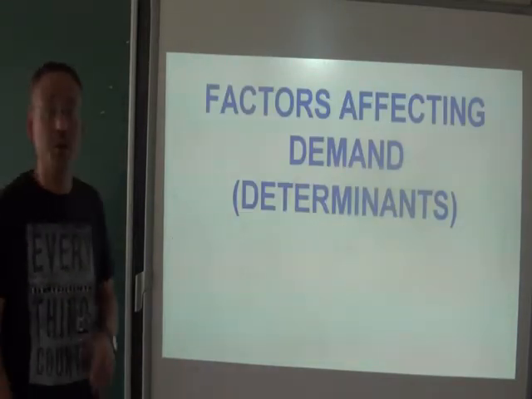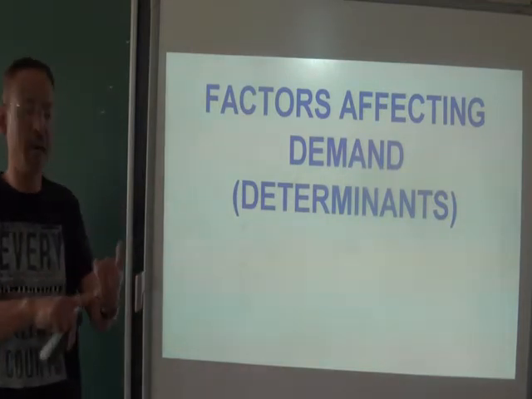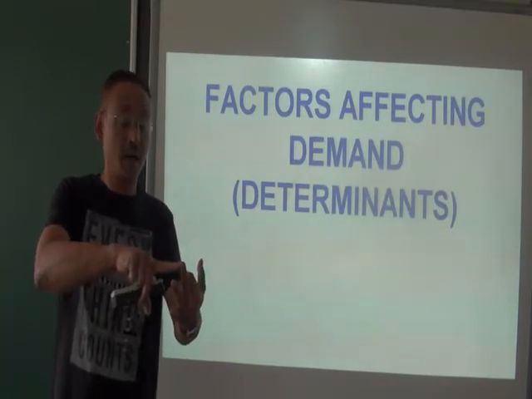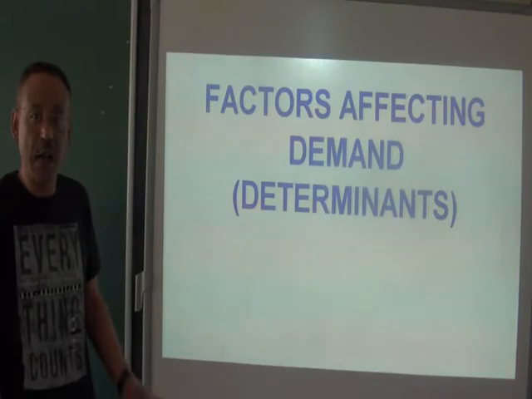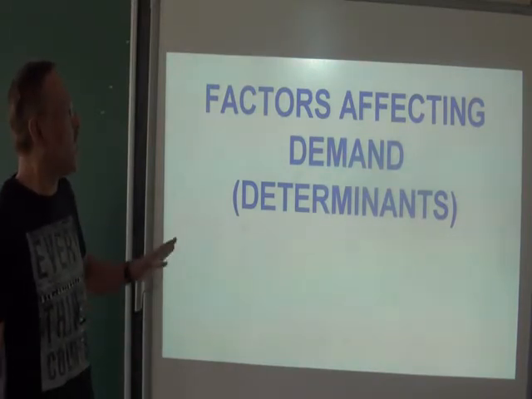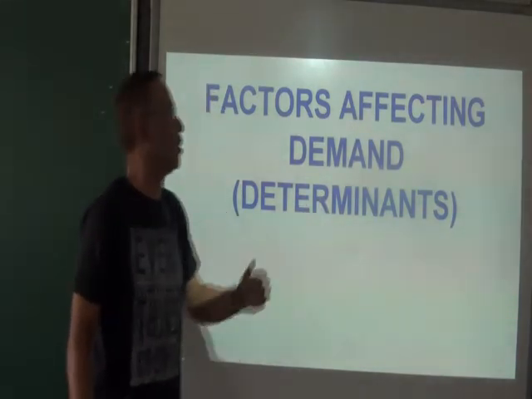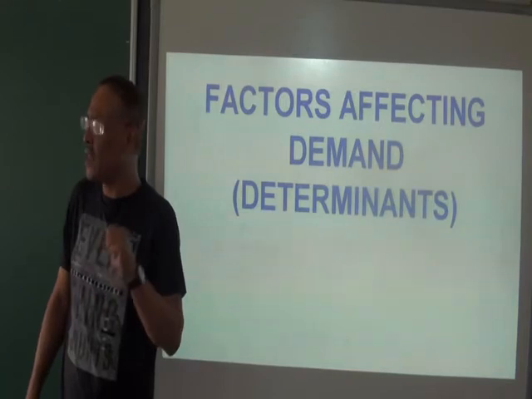So now you understood the types of demand. What are they? Individual demand, market demand, derived demand. Then you have composite demand, etc. Now you understood the different types of demand. We'll understand what are the factors affecting demand. They also say determinants of demand. What are the factors affecting demand? Now let's see.